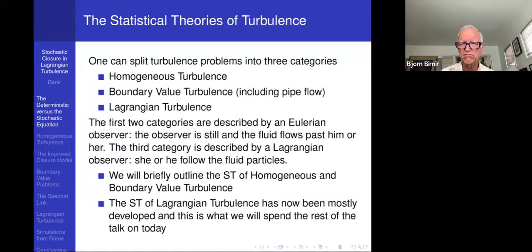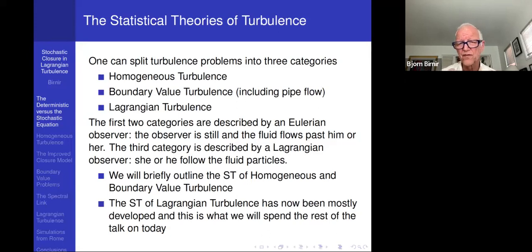So the question is, can we now use our stochastic closure theory to prove Kolmogorov's and Obukhov's theory? Let me categorize what we're going to do. We're going to split the turbulence problem into homogeneous turbulence, which is presumably the simplest situation. Then we have boundary value turbulence, including pipe flow, where we really have to take into account the effect of the boundary. And finally, we have Lagrangian turbulence, where the fluid is possibly carrying particles which are distributed.